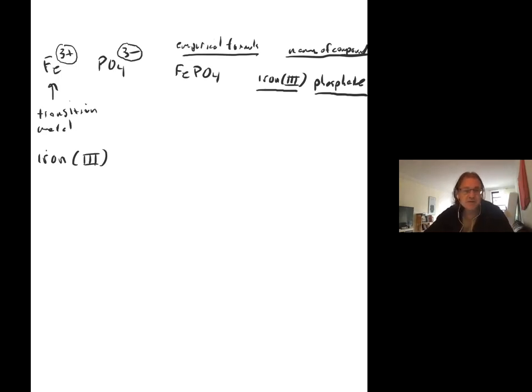So transition metals, you have to have the charge written over there, okay? Now let me show you one where they're not exactly the same charge. So there's only one in here. So I'm going to show you that one.